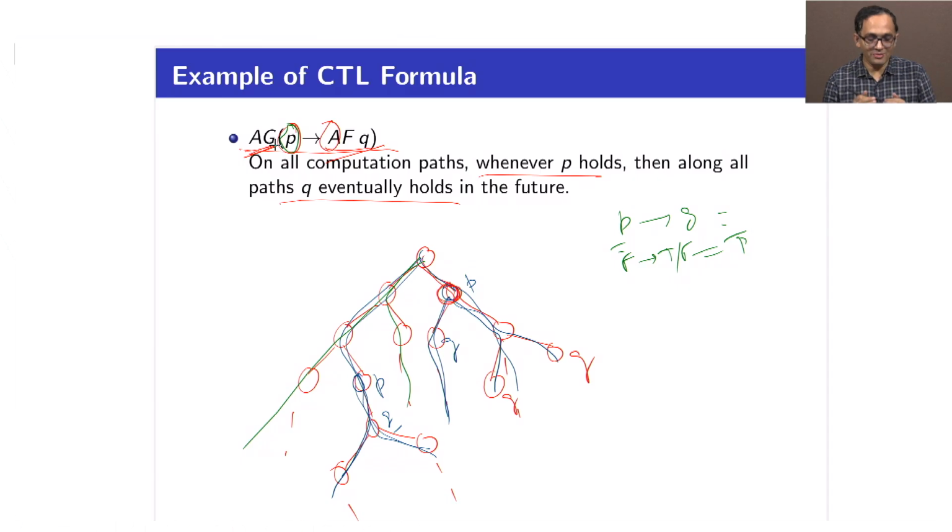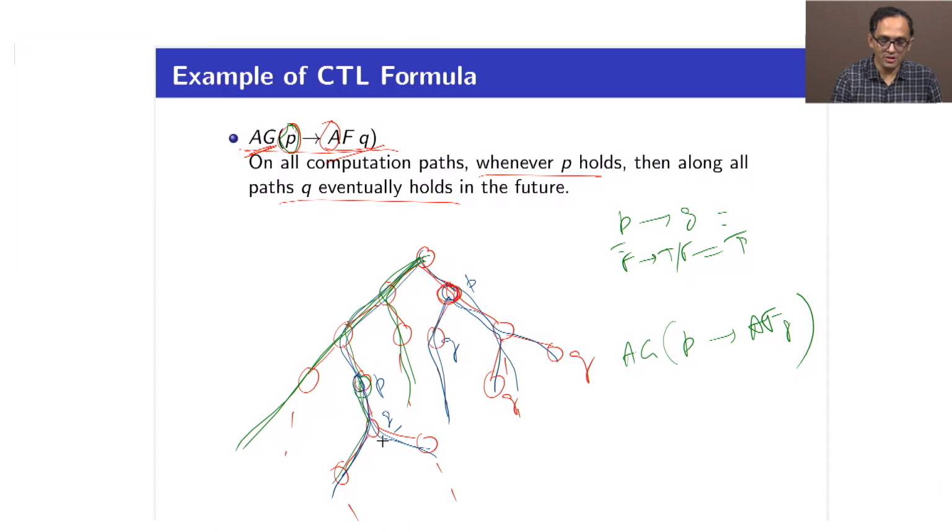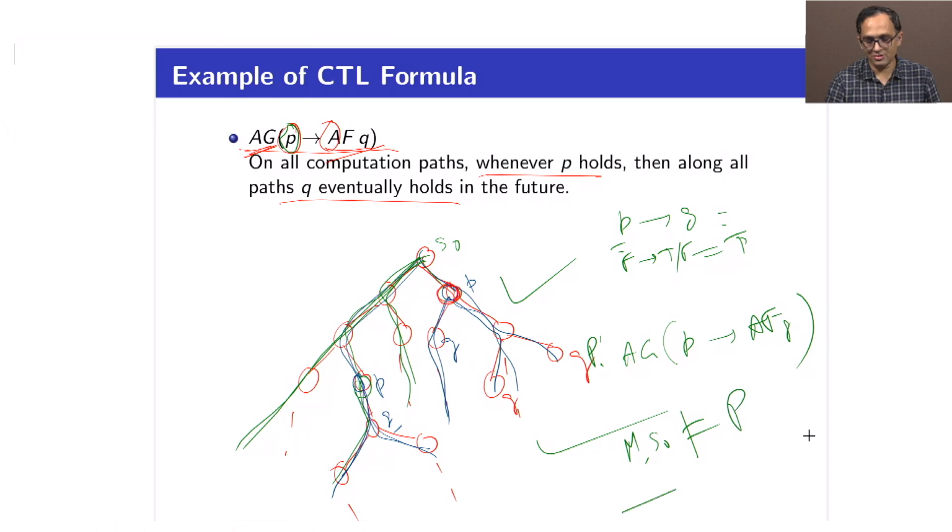So, I have constructed an example in which this particular property, AG(P implies AF Q), holds. In some cases where P never holds, it is vacuously true, but in whatever path P holds, from that state in all future states Q holds, right. That happened for this part and this part. So, in this case, if this is S0, M, S0 satisfies this property, right. This property is getting satisfied. Okay. Let me move on.